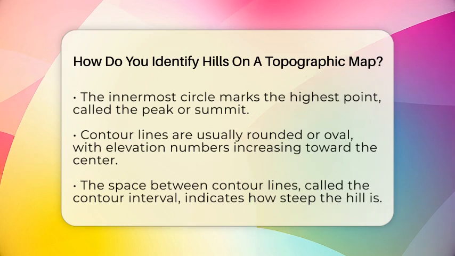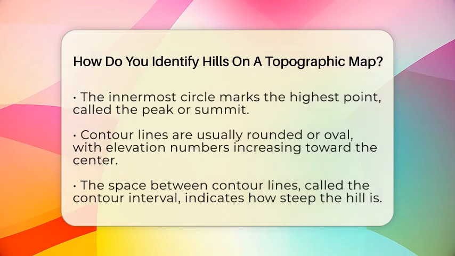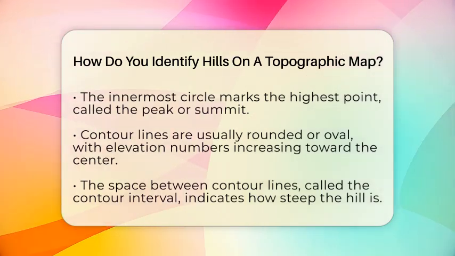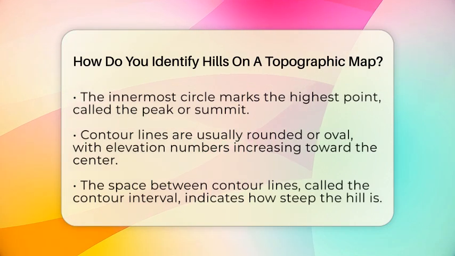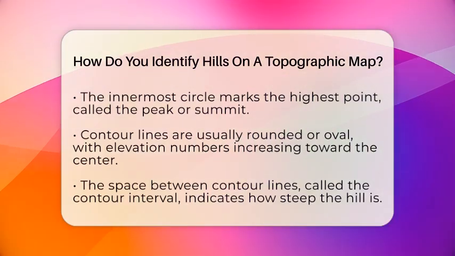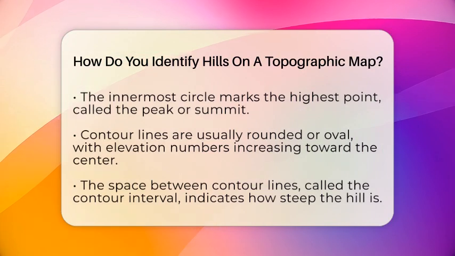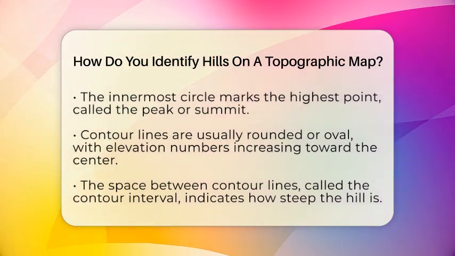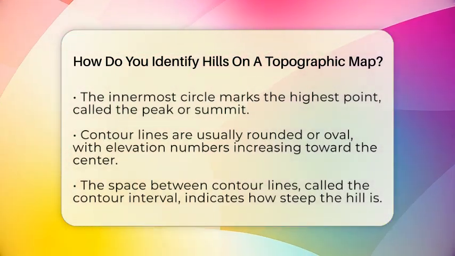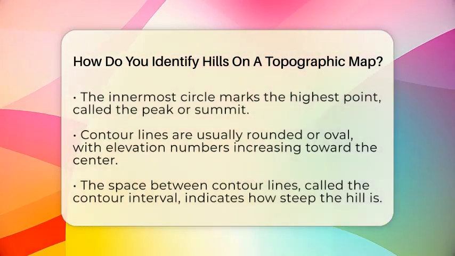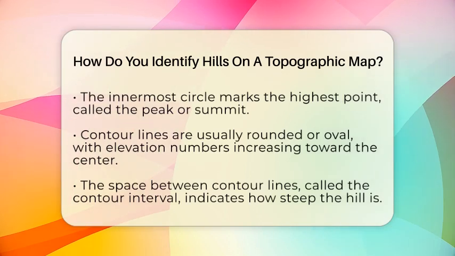The shape of these contour lines is usually rounded or oval. They look like a series of concentric rings, getting smaller as they go toward the top. As you follow these lines inward, the numbers on some of them tell you the elevation. The numbers go up as you move toward the center, showing you're climbing uphill.